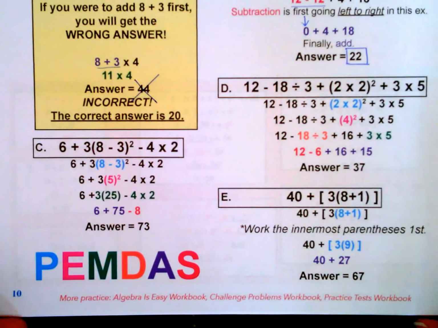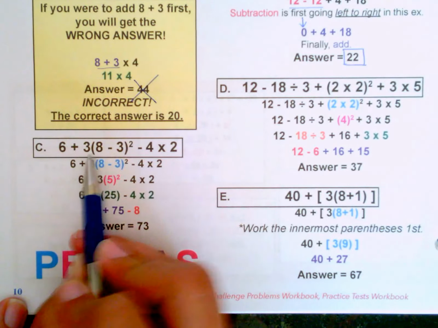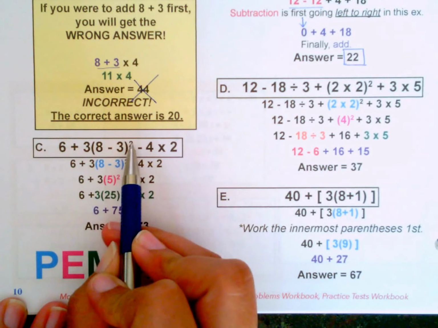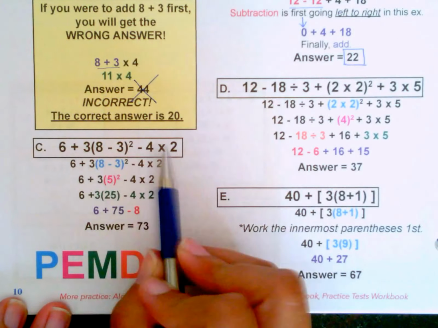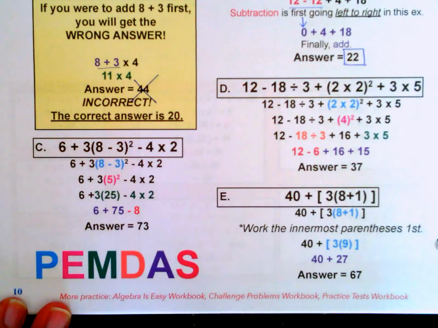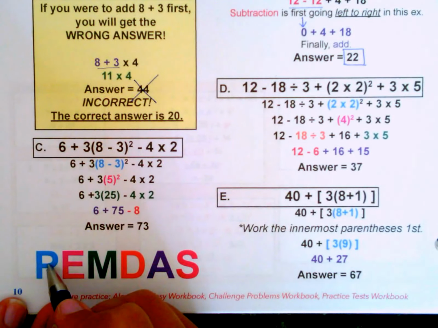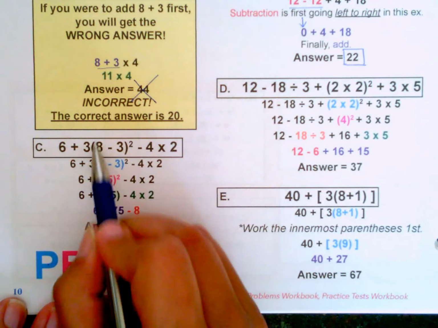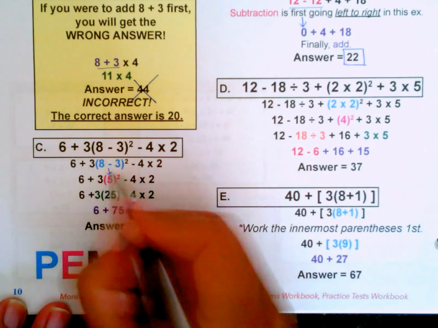Okay, let's look at example C. 6 plus 3 times (8 minus 3) squared minus 4 times 2. Looks like a big mess, but we're going to slowly simplify it using the parentheses, exponents, multiplication, division, PEMDAS, etc. Okay, so the first thing we look for is parentheses, P. Yes, we have parentheses. That's what we need to solve first. So 8 minus 3 is 5. That goes here.